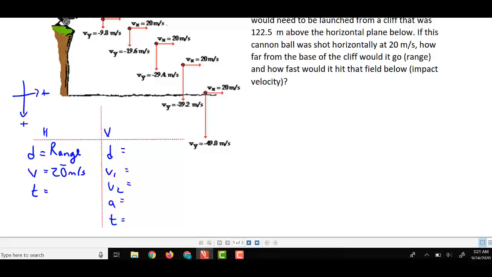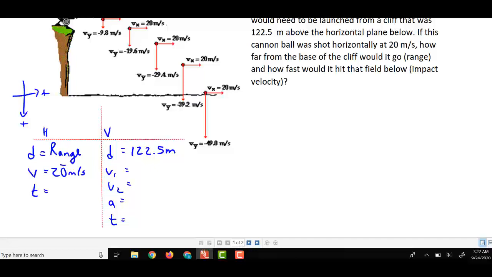And then vertically, we're assuming that we're launching from 122.5 meters above the ground. Now I recognize that from the diagram, you could probably guess that this has got about 5 seconds of hang time, but you won't automatically know that because you won't automatically have a diagram that breaks it down for you like this.